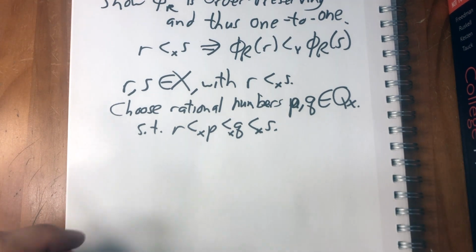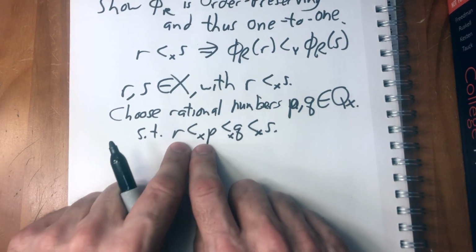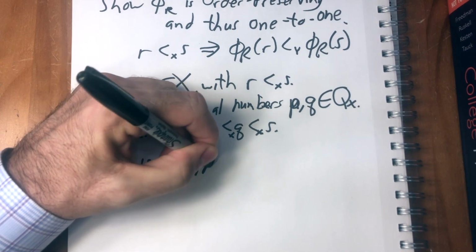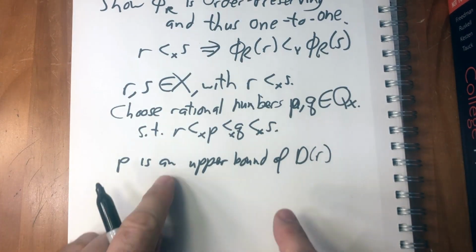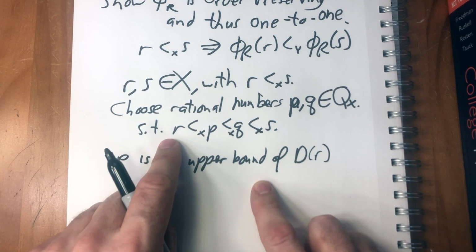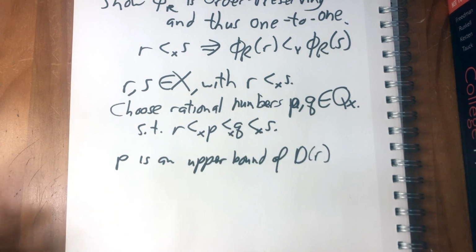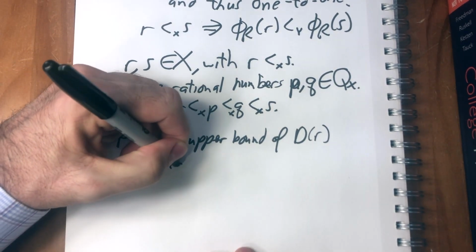So step by step, we're going to show that this will imply that this is true. So first we'll just look at this inequality. p is an upper bound of Dr, right? Because if Dr is all rationals less than r, and p is bigger than that, then obviously everything in Dr is going to be less than p as well. So p is an upper bound of Dr, and phi Q is order preserving.